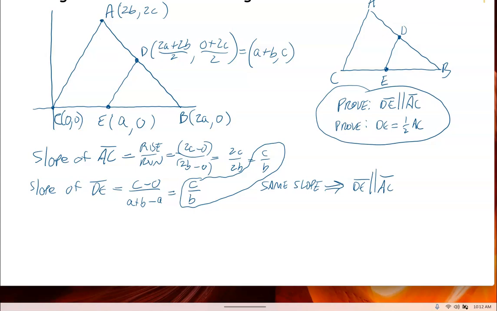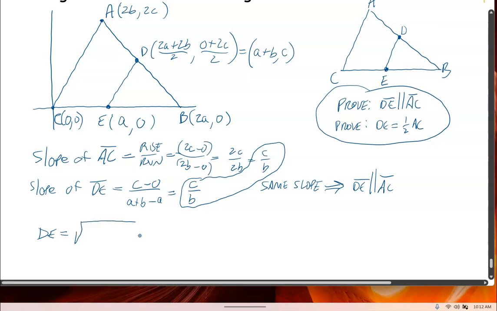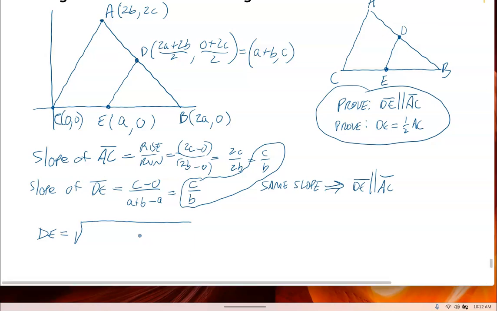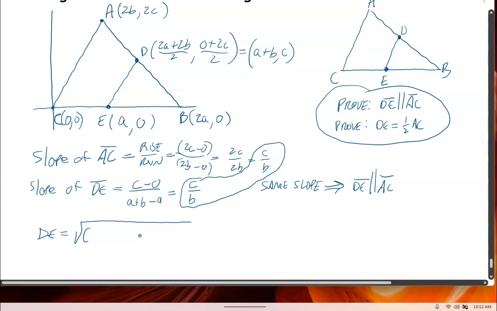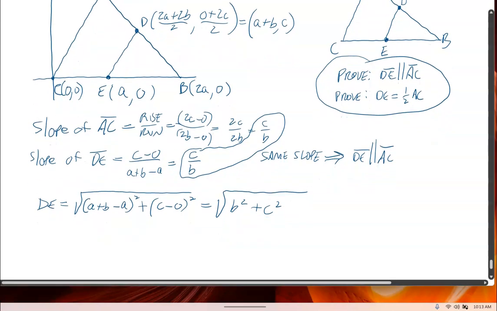Now we need to also prove that the length of DE is half the length of AC. And we can find the length of a segment using the distance formula. So the length of DE is the square root of the difference in the x coordinates, a plus b minus a squared, plus the difference in the y coordinates, c minus 0 squared. And so then that becomes the square root of b squared plus c squared. Don't make this mistake. That is not b plus c. We just want to leave it like this.